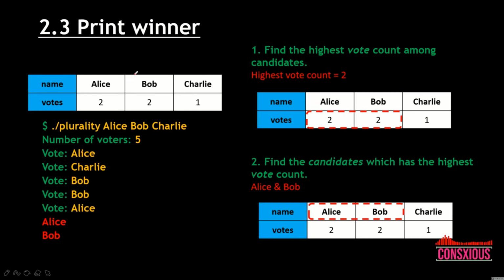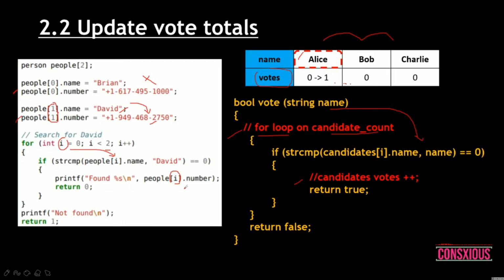Next, we're going to print the winner. After we key in all these things, we have the table here. So how do we find Alice and Bob? Actually, we have two steps here. The first one, we have to find the highest vote count among the candidates. You can see in this table, what we want to do is find the highest number. After we find the highest number, which is 2, then from this 2 we can find the name using the same concept as this one.